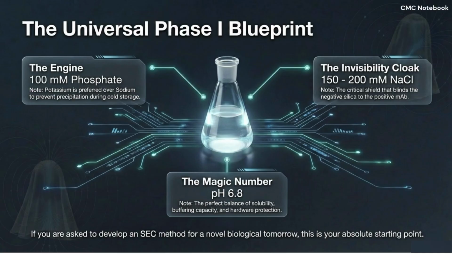If you are asked to develop an SEC method for a new biological tomorrow, here's your universal phase 1 blueprint. Start with 100 millimolar potassium phosphate as your engine. We prefer potassium over sodium here to prevent any precipitation during cold storage. Use 150 to 200 millimolar sodium chloride as your invisibility cloak and set your magic number to pH 6.8. This is the absolute best starting point for developing a professional SEC method.